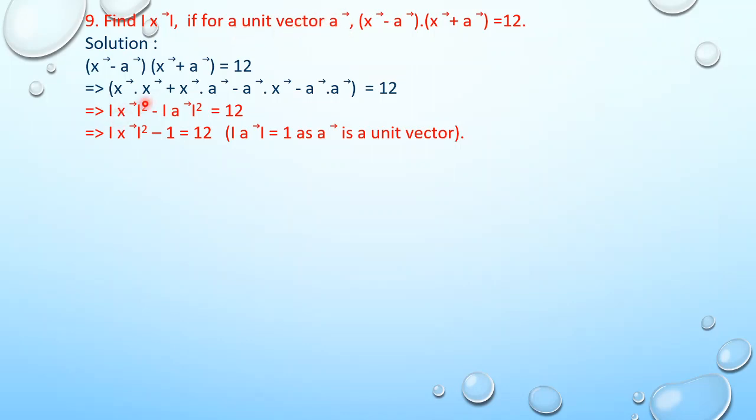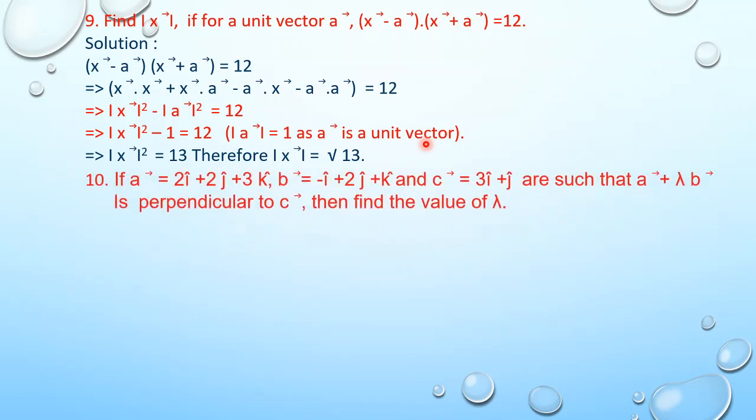Therefore, magnitude of x square minus 1 is equal to 12. Correct? Just substitute the value of a in the given formula. That's the equation we got. Finally, I'll be getting magnitude of x square is equal to 12 plus 1, I'll take it to the right side, so I'll be getting 13. But I need to find out the magnitude of vector x, so just take the square to the right side. I'll be getting root 13. So finally the magnitude of x is equal to root 13, which you needed to find out.